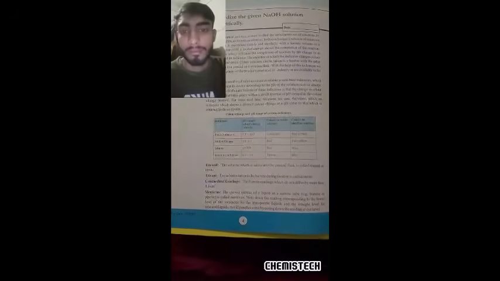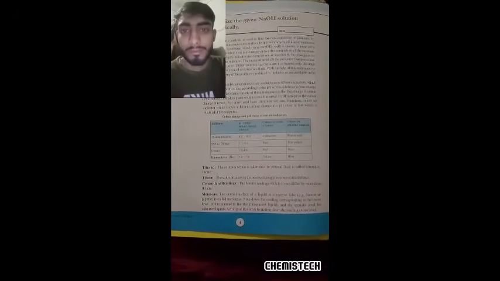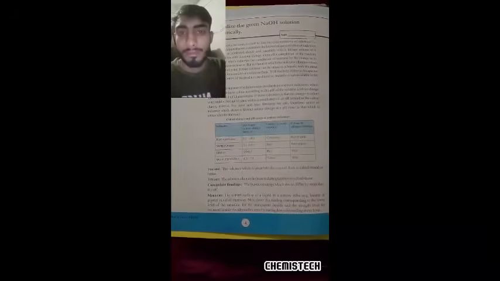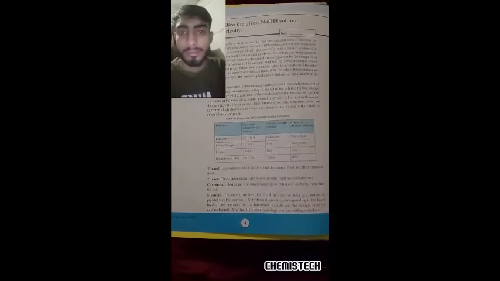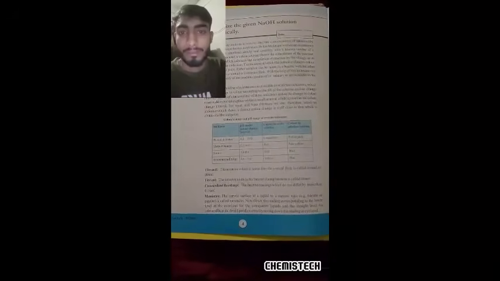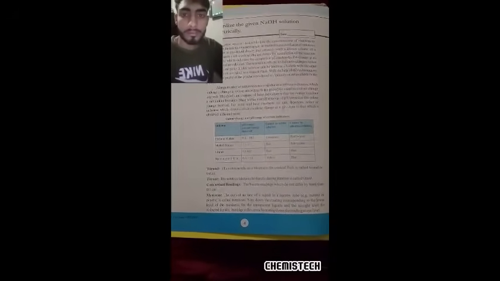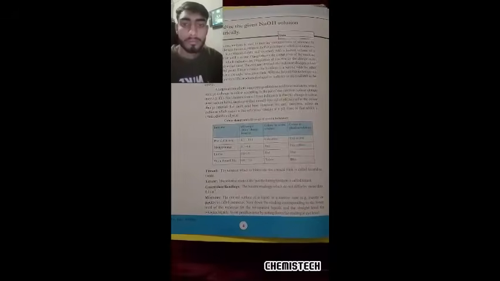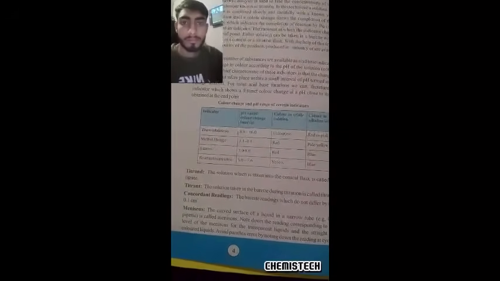Color change interval. The chief characteristic of these indicators is that the change in color is not sudden but takes place within a small interval of pH, termed the color change interval. For most acid-base titrations, we can therefore select an indicator which shows a distinct color change at a pH close to that obtained at the endpoint. Here is the color change pH range of certain indicators.